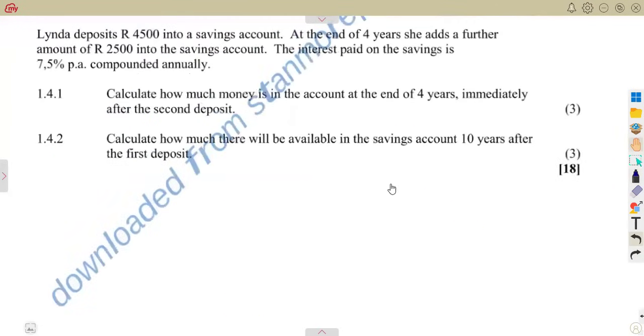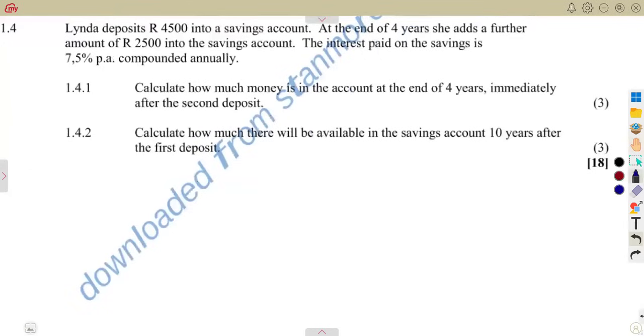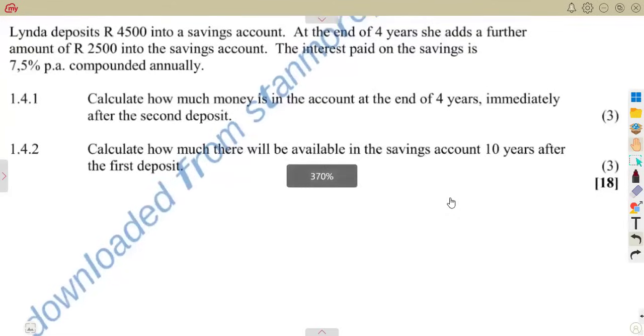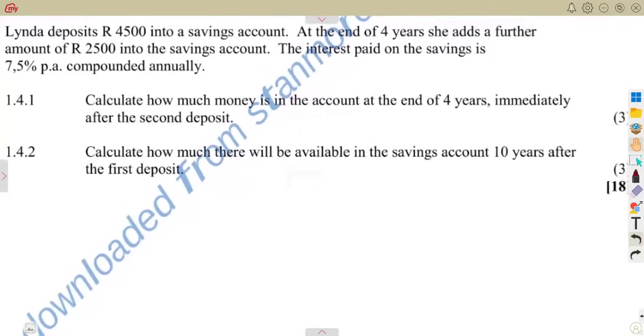All right, let's check another question. 1.4: we are given that Linda deposits 4,500 into a savings account. At the end of 4 years, she adds a further amount of 2,500 into the savings account. The interest paid on the savings is 7.5% per annum, compounded annually.